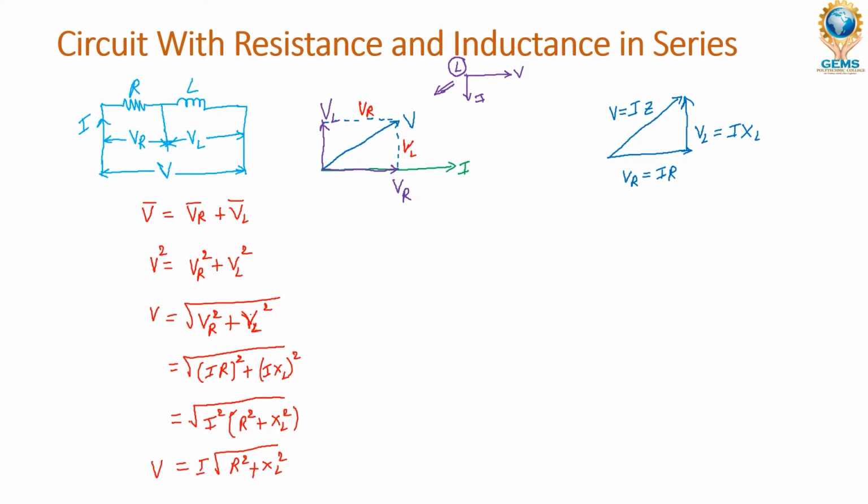If you take I from this, I am writing here I equals V by square root of R square plus XL square. What is this value? This is the Z value, so I equals V by Z. We can say that Z equals square root of R square plus XL square. These are the two important formulas.